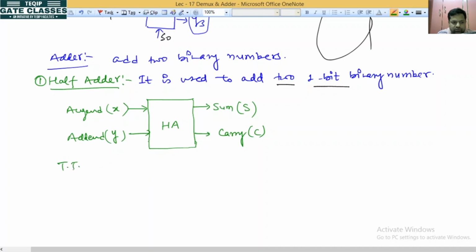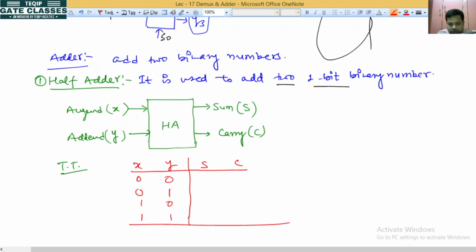So what will be the truth table of this? So we have input. Input is augend and addend bit. Output is sum and carry. So with two inputs, how many combinations we have? We already know 4 combinations. If we add 0 0, so we got 0. Carry is 0. 0 1. 0 plus 1 क्या होगा? 1. Carry is 0. Again 1 plus 0 is 1. Carry is 0. Again 1 plus 1. 1 plus 1 is 0. Carry is 1.